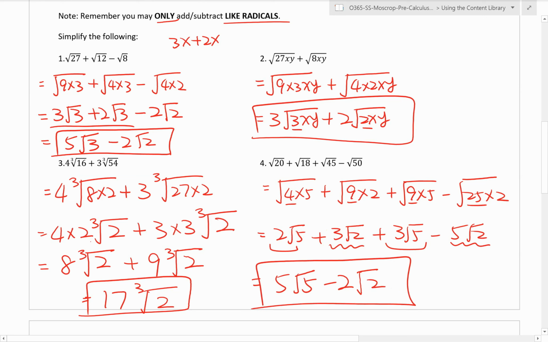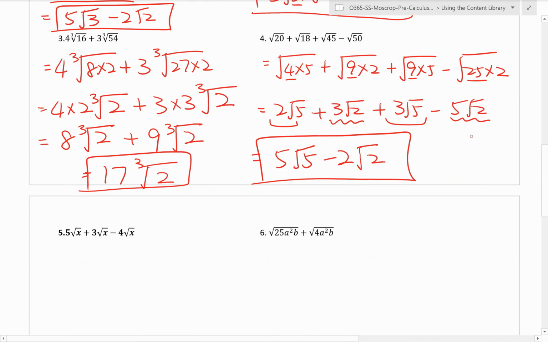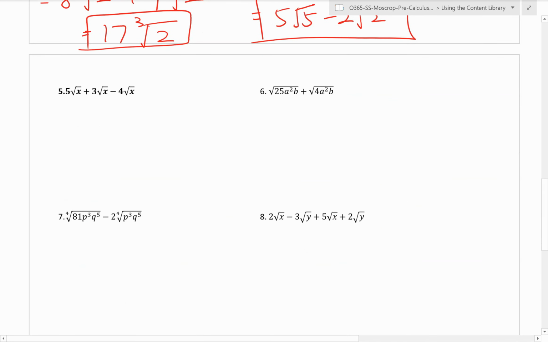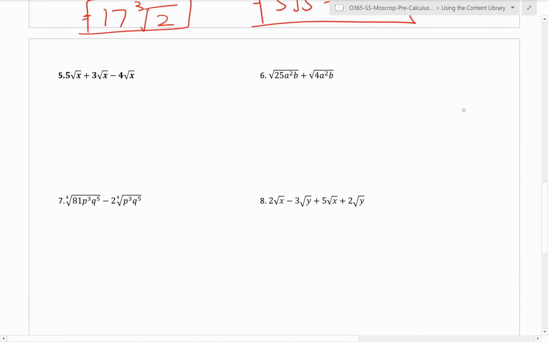Okay, so these are just numbers. Hopefully they're not too difficult for you because we are going to actually move on to some variables. I will show you the first 2, and I'll let you try the other ones. Okay, number 5. Well, this one's easy because they are just like radicals, right? 5 root x, 3 root x, 4 root x. They are like radicals. Same radicand, same index. Simply add and subtract them. 5 plus 3 is 8, 8 minus 4 is 4. So 4 root x, done. That was easy. Okay. Number 6.